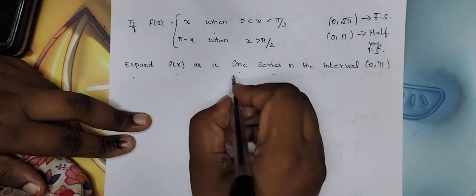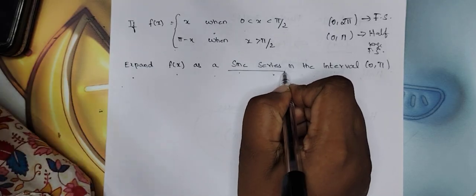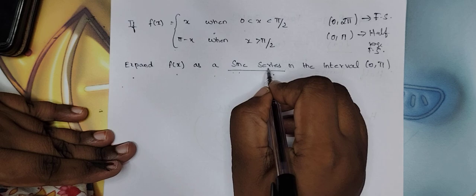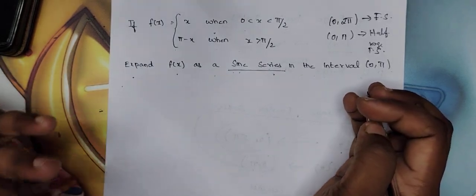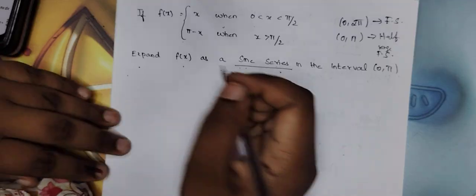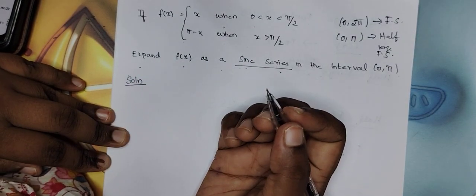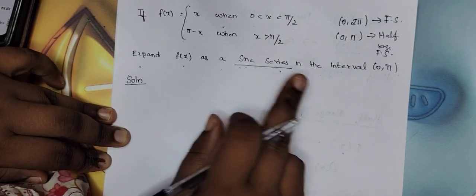Now according to the problem, you can see here it is given sine series, so you can say that this problem is a half range sine series. So I'm going to solve it under the half range sine series. We'll start writing the solution of the problem now. We know that this problem is a half range sine series.